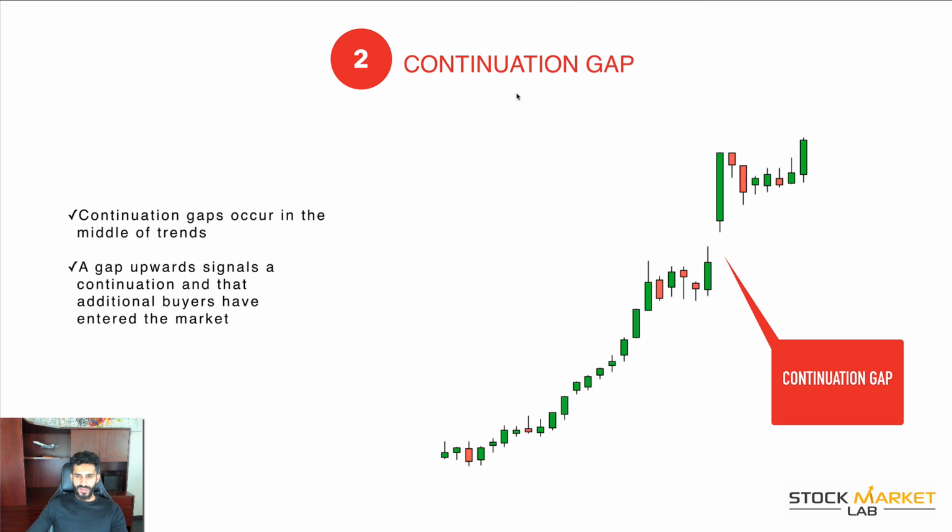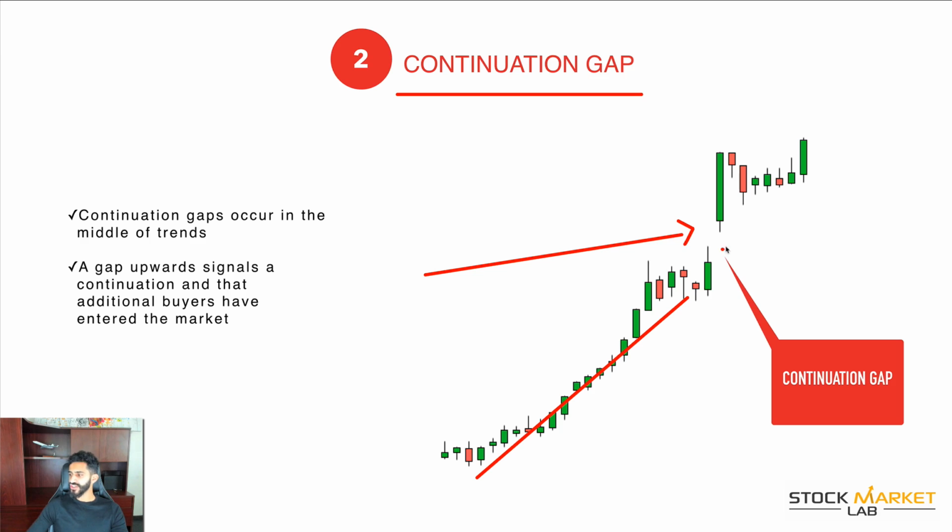Next, we have a continuation gap. This is a good gap. This is a gap you can trade. What's a continuation gap? Continuation gaps happen in the middle of trends. A gap upwards signals a continuation and that additional buyers have entered the market. So for example, a stock is going on an uptrend. You see a gap. This is known as a continuation gap.